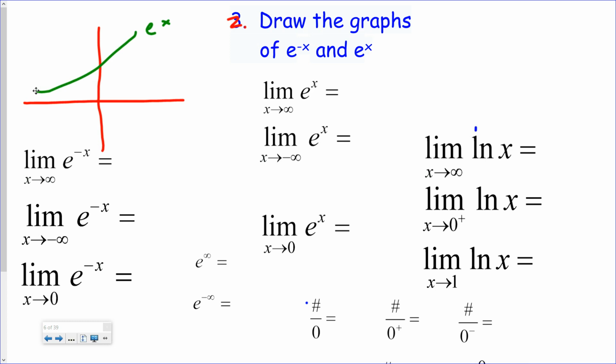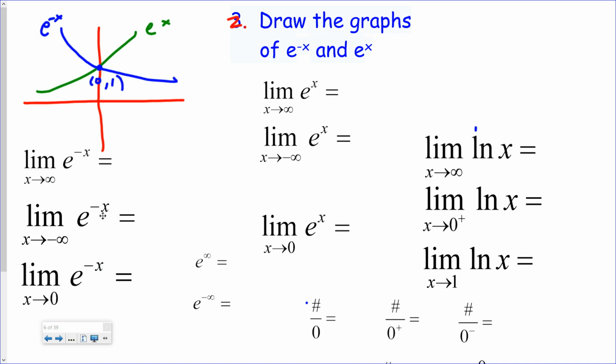You good? What does e to the negative x look like? Yeah, it's flipped on the y-axis, right? So this is e to the negative x. Okay, they both meet at this point here. What is this point here? You guys good with that?